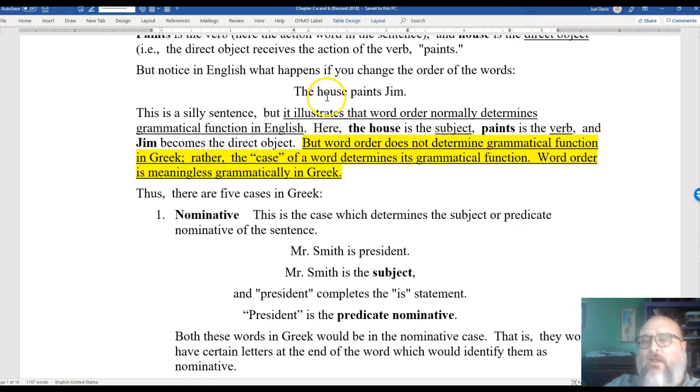Notice in English, if we flip the order around, the house paints Jim. Now the house is the subject and Jim is the direct object. Now that's a silly sentence, but it shows that in English word order is determinative. It's not the case in Greek. In Greek, it's the case endings that determine grammatical function.